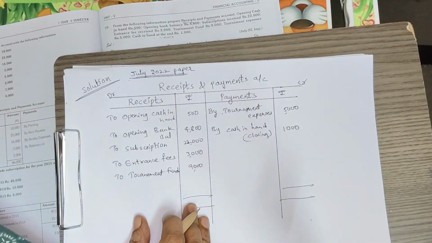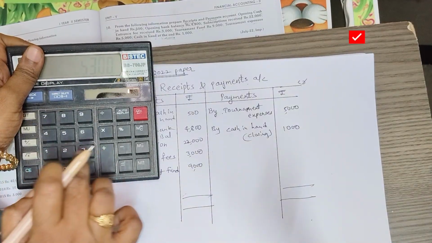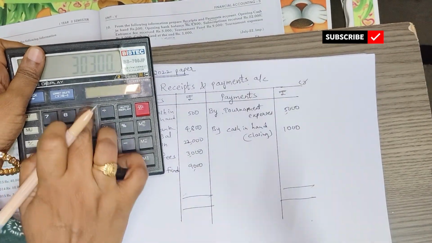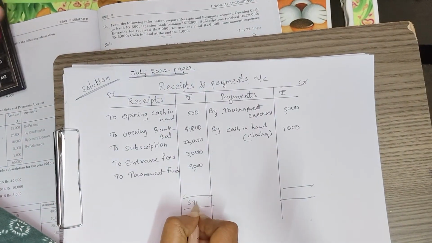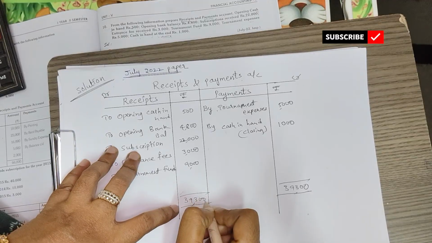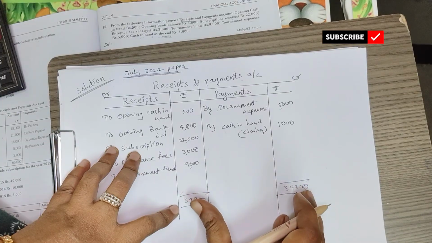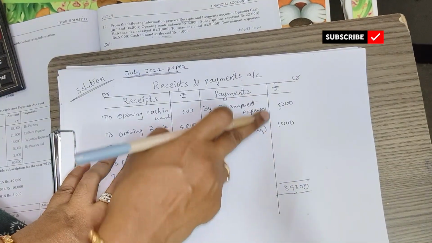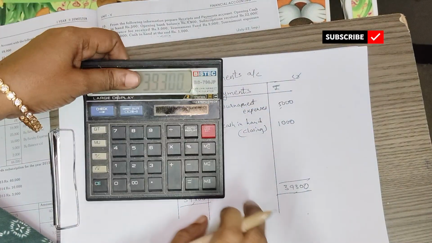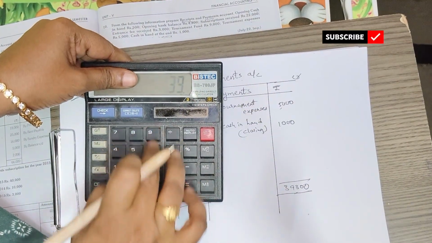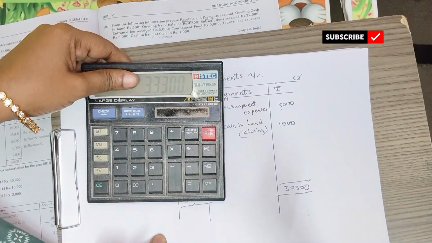The receipt side is more. So what is the total of the receipt side? 500 plus 4,800 plus 22,000 plus 3,000 plus 9,000 is 39,300. That amount should be written on both sides, because the highest amount you need to write on both sides. Then 5,000 plus 1,000 is 6,000. This 6,000 you need to deduct from 39,300, which gives 33,300.